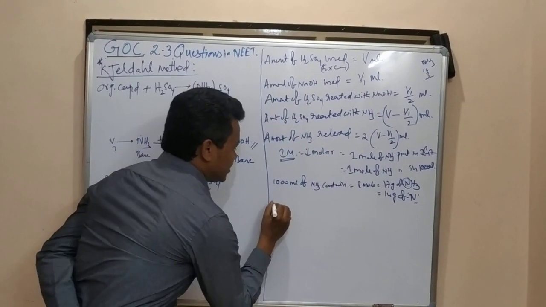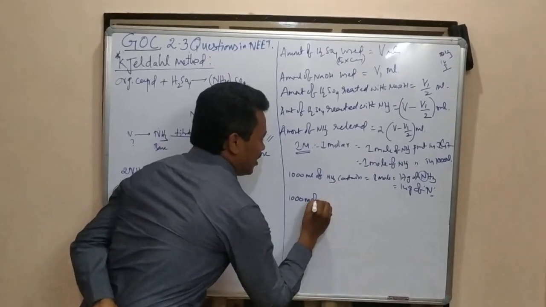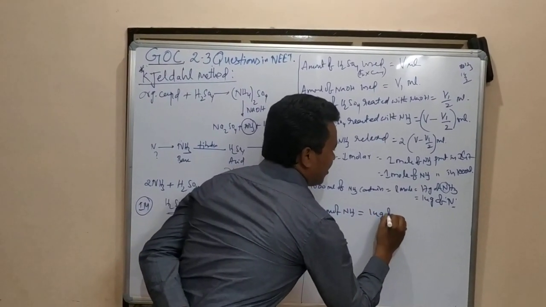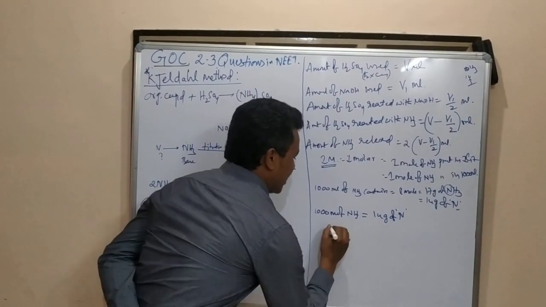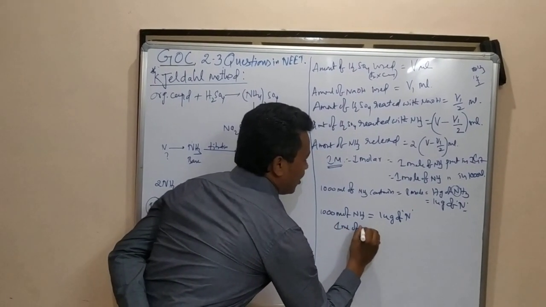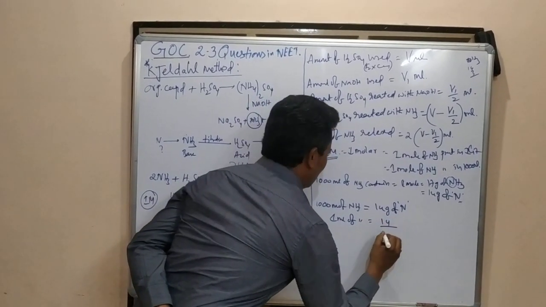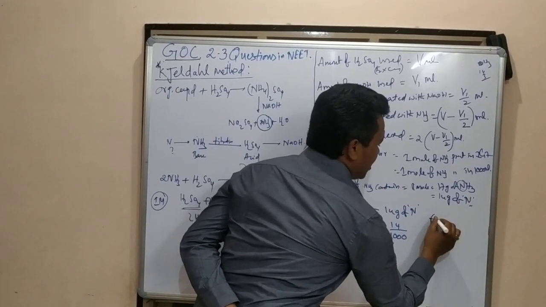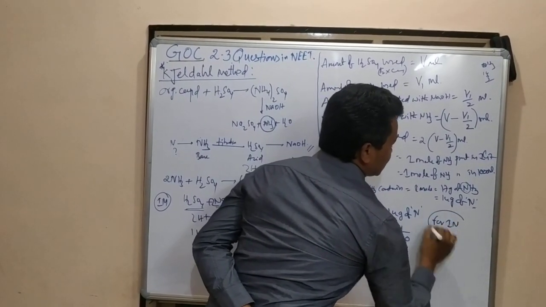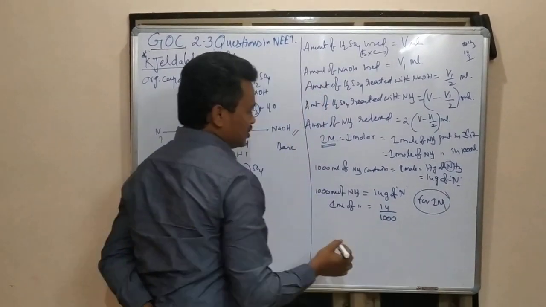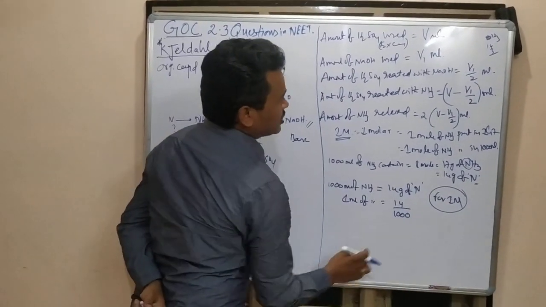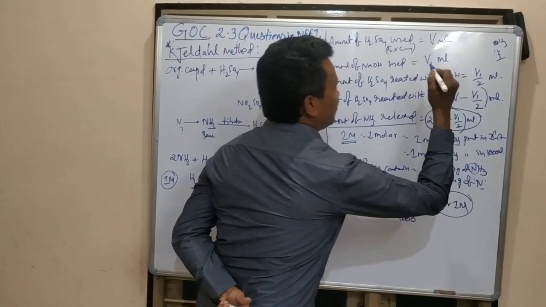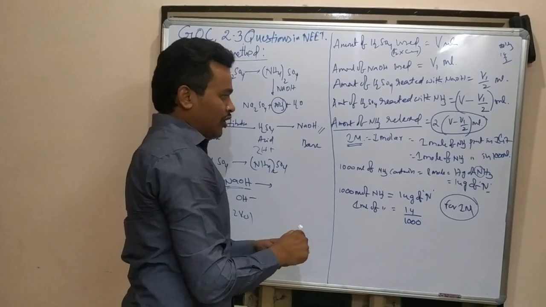And now I am going to write here. 1000 ml of NH3 contains 14 grams of nitrogen. Again, 1 ml of NH3 contains how much? 14 by 1000. This is all for a 1 molar solution. 1 ml contains this much. How much did I get? The amount of NH3 released, in this many ml, I have in my hand. So that many ml I am going to write now.